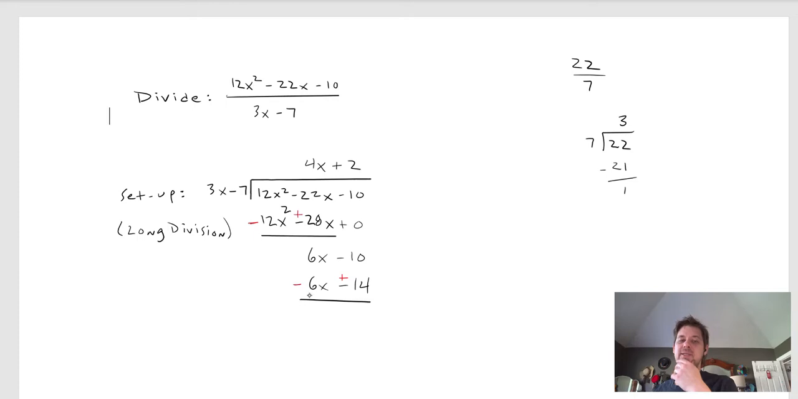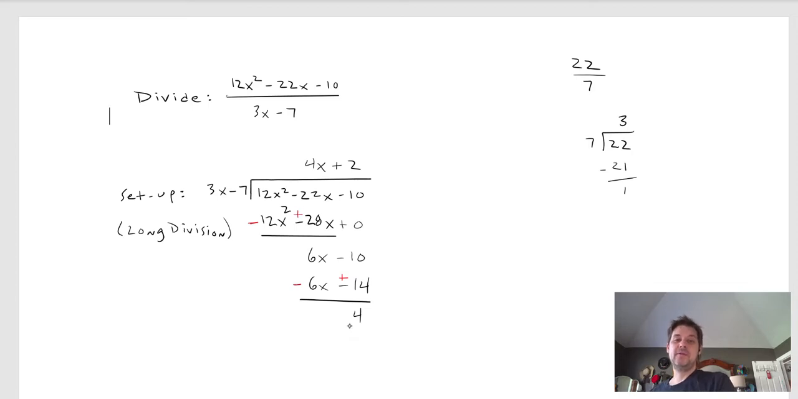Okay. 6x minus 6x, 0, canceled as intended. You know, these match, they'll always cancel. Then I get negative 10 plus 14, so I get 4. So now I'm done. When I'm left with just a number on this kind of problem, then I'll be done.